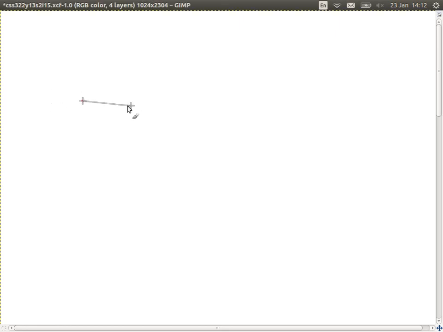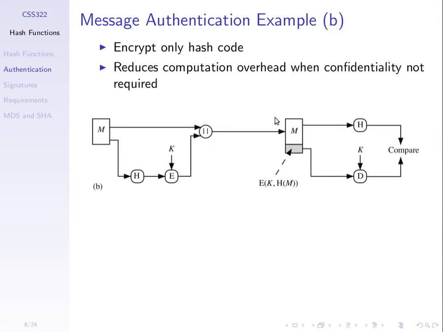Let's say in the last 5 minutes, this is what A has sent to B. And from our slide, they send the message concatenated with the encrypted hash value.